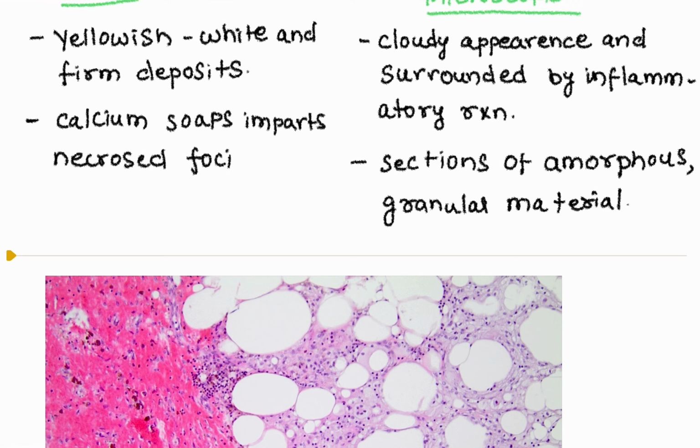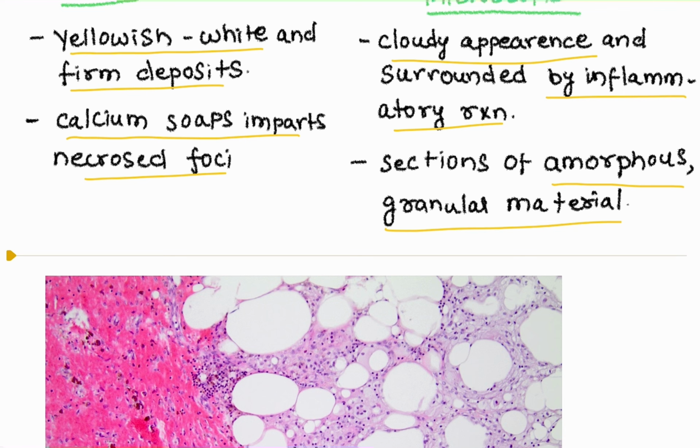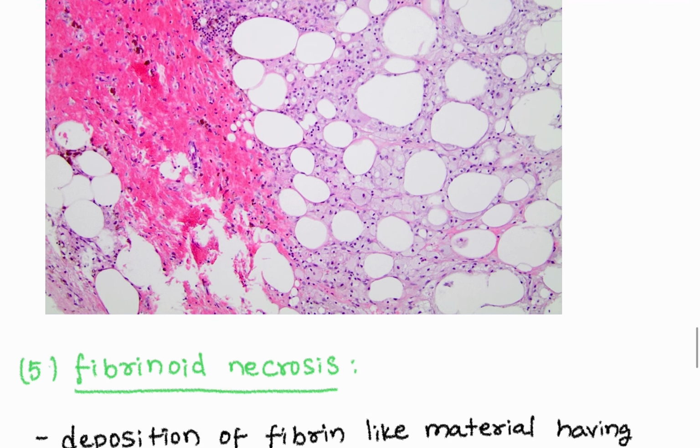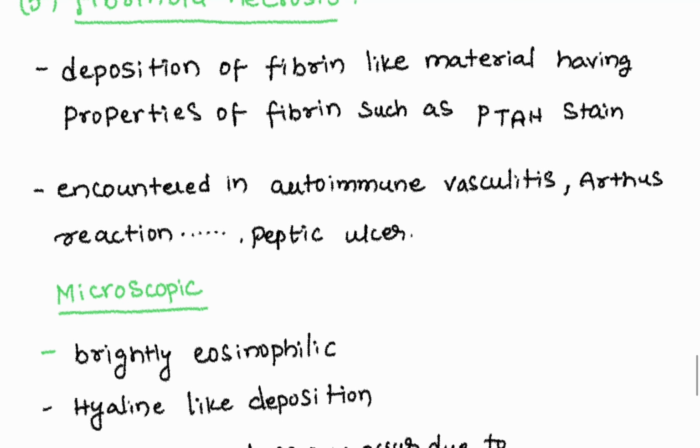Okay, coming to gross and microscopic features of fat necrosis. Grossly, it shows yellowish-white and firm deposits. Calcium soaps are imparted to the necrotized foci, and microscopically it has a cloudy appearance surrounded by inflammatory reaction. In sections of H&E stains, we can observe amorphous granular material. See here, fat in H&E stains is white in color, right? White masses of fat necrosis are seen in the tissue.